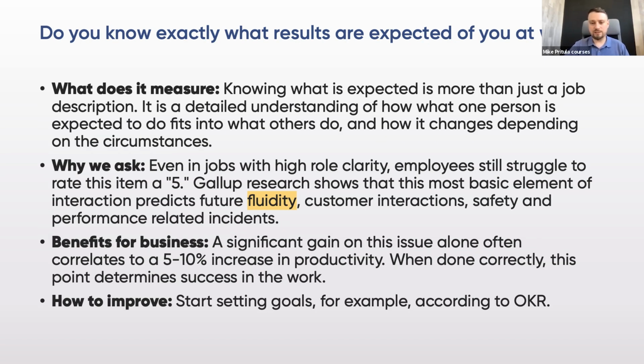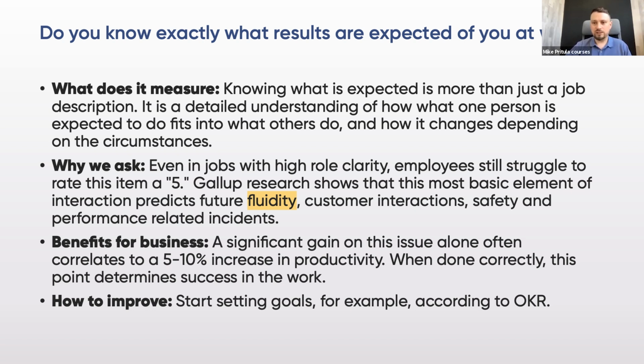How do they explain this? So here we have an explanation for each of these 4 questions. For example, the first one, yes. Do you know exactly what results are expected of you at work? Gallup says that this question is a strong predictor of future turnover, among other indicators. If people don't know what's expected of them at work, you should expect an increase in turnover.